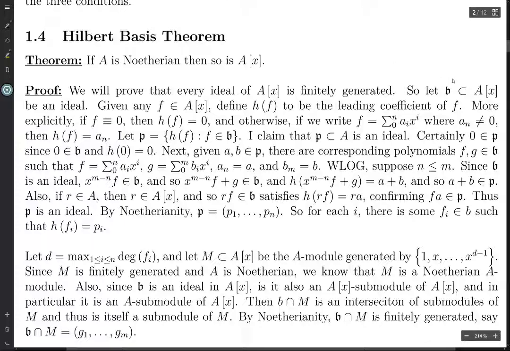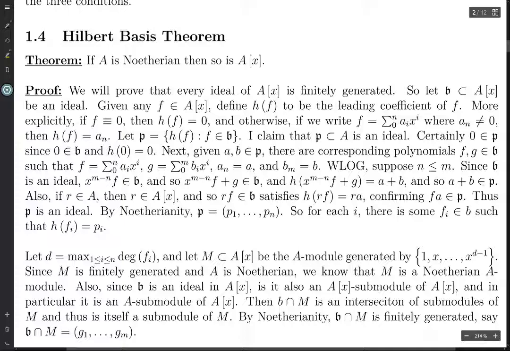So let B be an ideal in this polynomial ring, and we want to prove it's finitely generated. So given any polynomial f in the polynomial ring, define h(f) to be the highest order coefficient, or leading coefficient. So if f is identically 0, then h(f) is equal to 0, and otherwise if f can be written as the sum of a_i x^i, where the highest power's coefficient a_n is not equal to 0, then we define h(f) to be a_n.